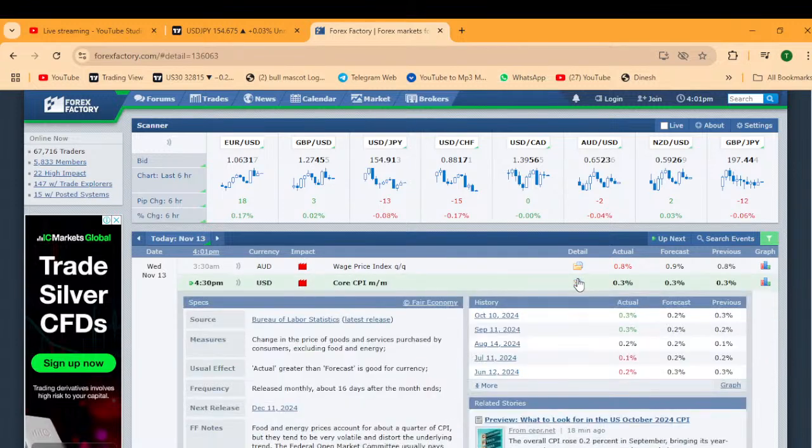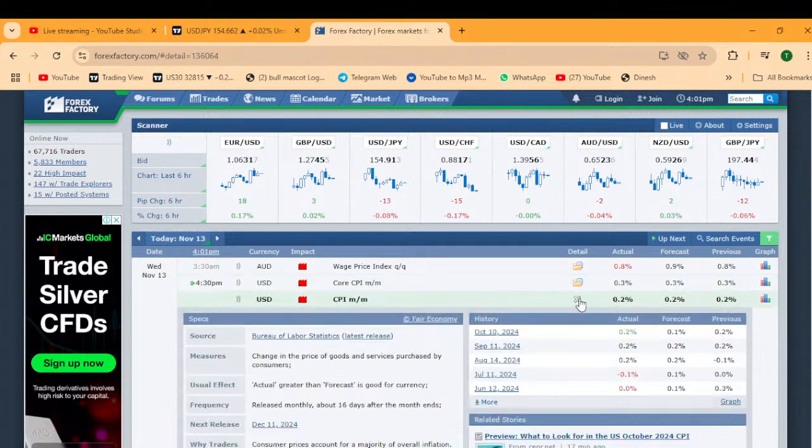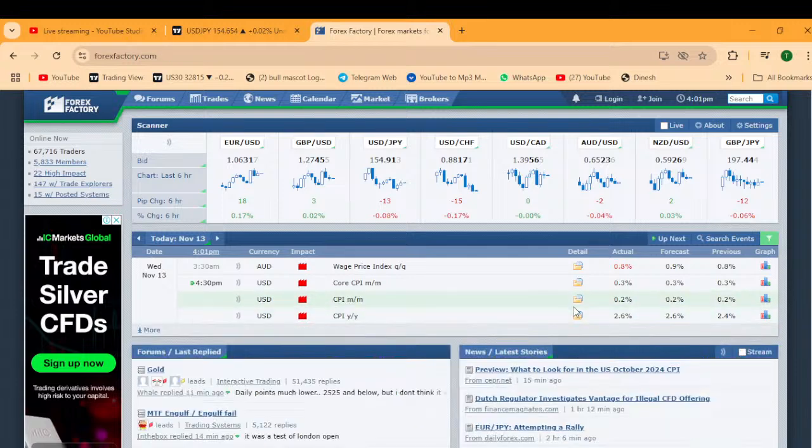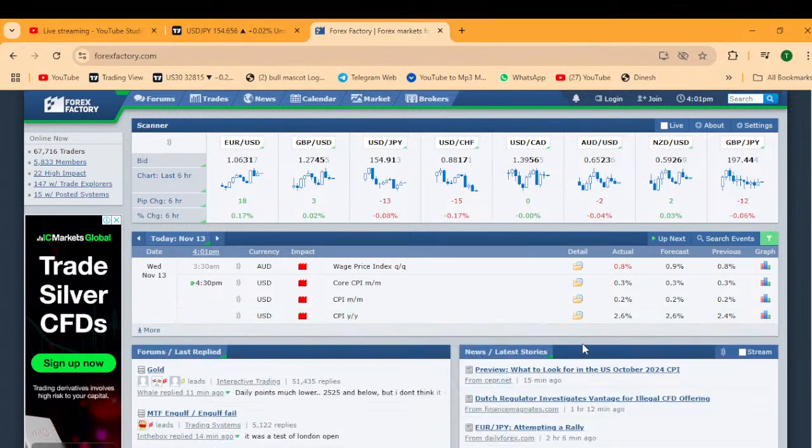Forecast, nothing has changed. Everything has remained constant. CPI month per month has remained at 0.2%. And of course, if you go on the CPI year per year, that's a long-term look, a long-term setup. It has also gone as forecasted. Yes, it was 2.4% previously, but it was forecasted to be 2.6%. Of course, it has remained as it was predicted.